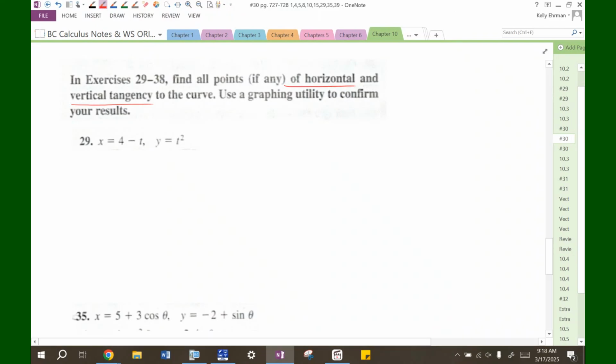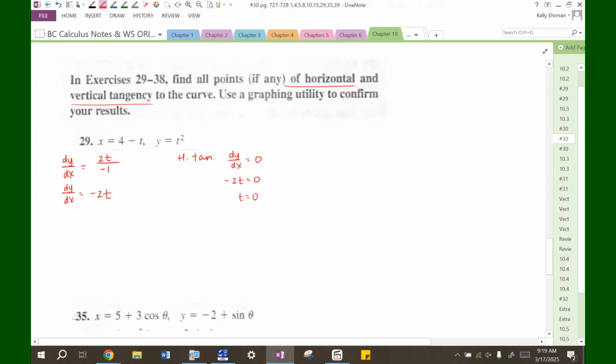So, tangents. These rely on dy dx, right? So first let's find dy dx. We're talking about slopes, so we need a slope formula. So dy is 2t, dx is -1. So dy dx is just -2t. So let's say we start with, it doesn't matter what order you go in, let's say we start with a horizontal tangent. All right, a horizontal tangent happens when dy dx is equal to 0. We did this back in chapter 3, right? What makes dy dx equal to 0? When -2t is equal to 0. That would be when t equals 0.